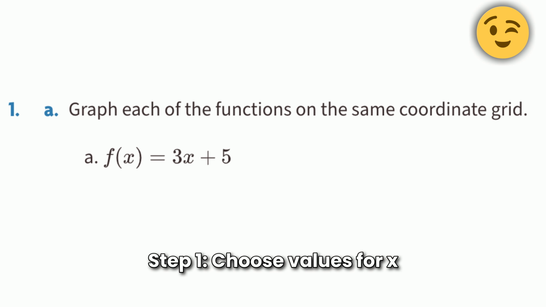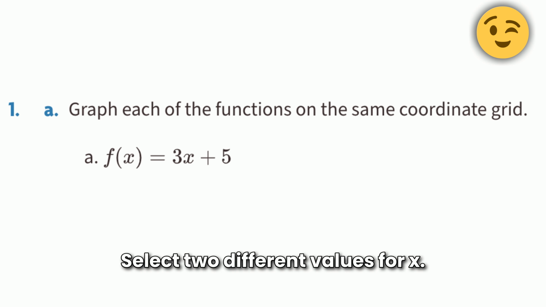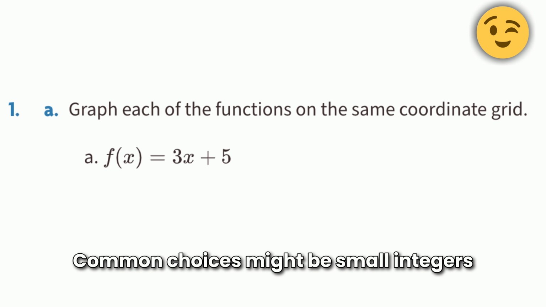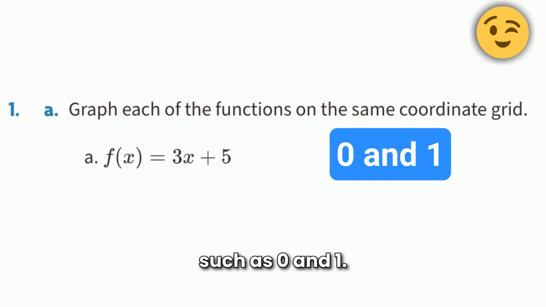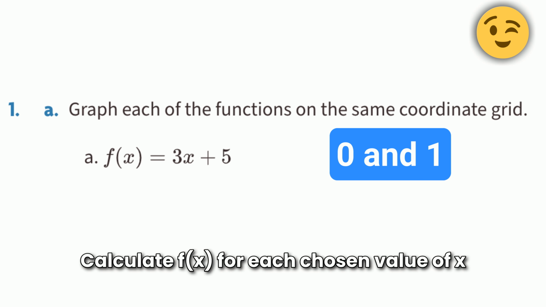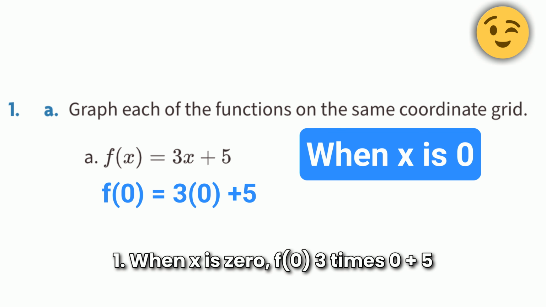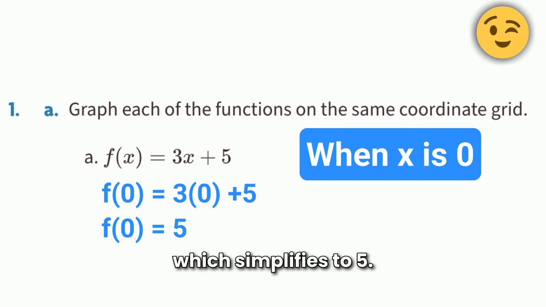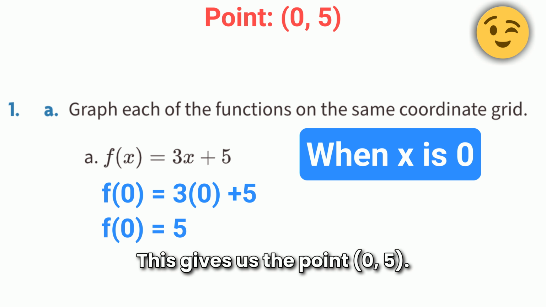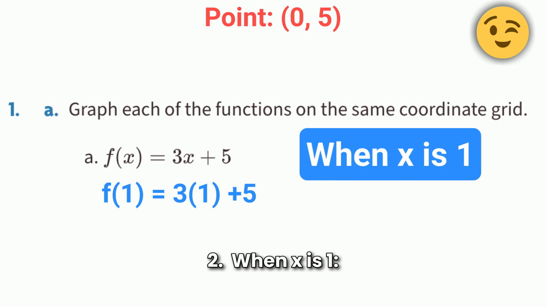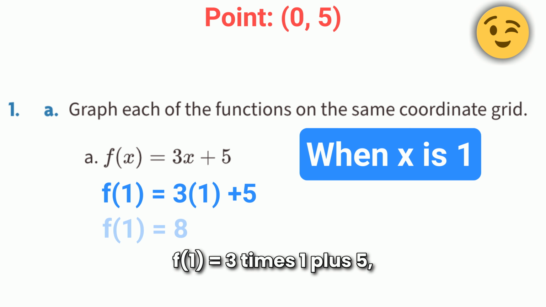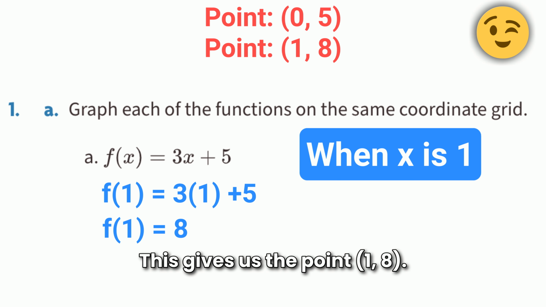Step 1. Choose values for x. Select two different values for x. Common choices might be small integers, such as 0 and 1. Step 2. Calculate f of x for each chosen value of x. 1. When x is 0, f of 0 equals 3 times 0 plus 5, which simplifies to 5. This gives us the point 0, 5. 2. When x is 1, f of 1 equals 3 times 1 plus 5, which simplifies to 8. This gives us the point 1, 8.